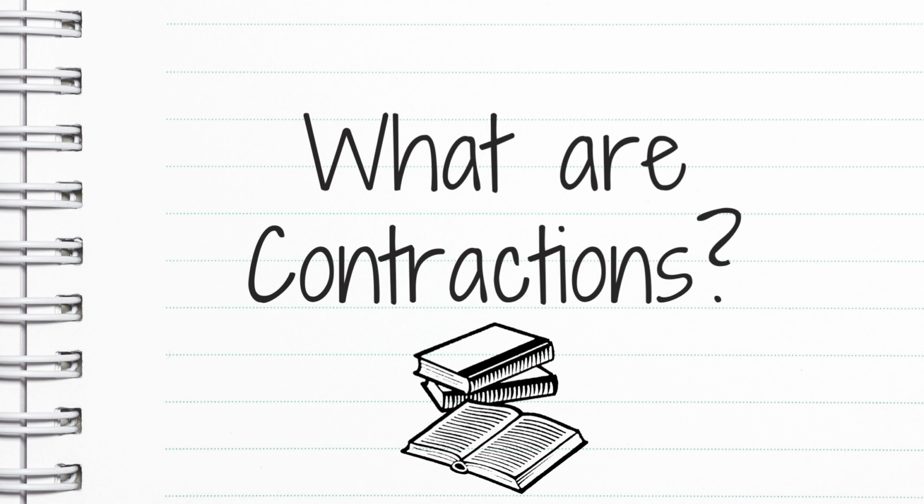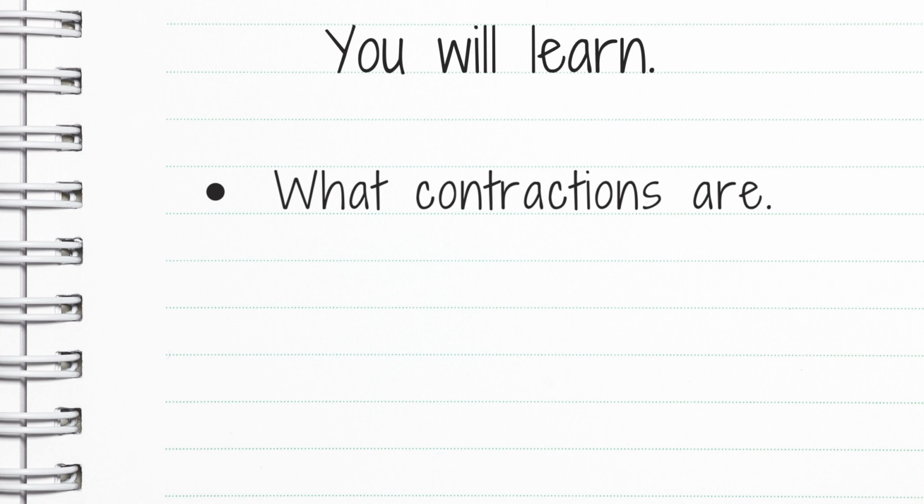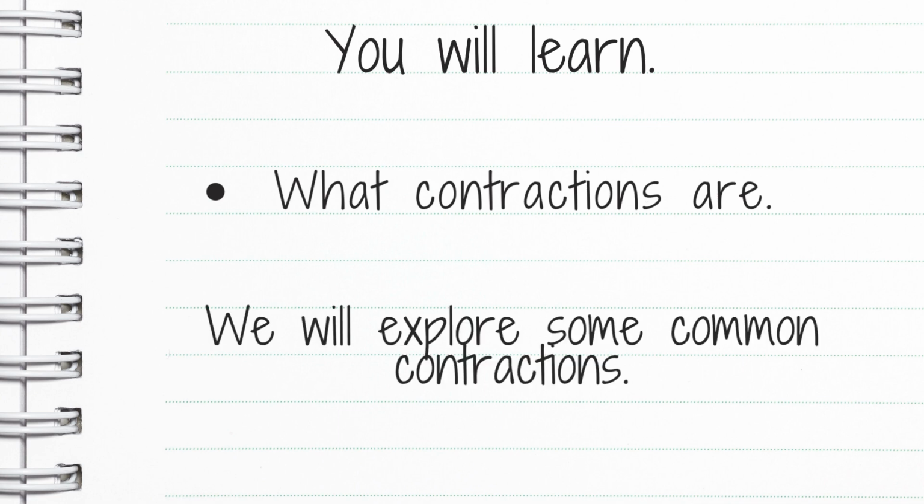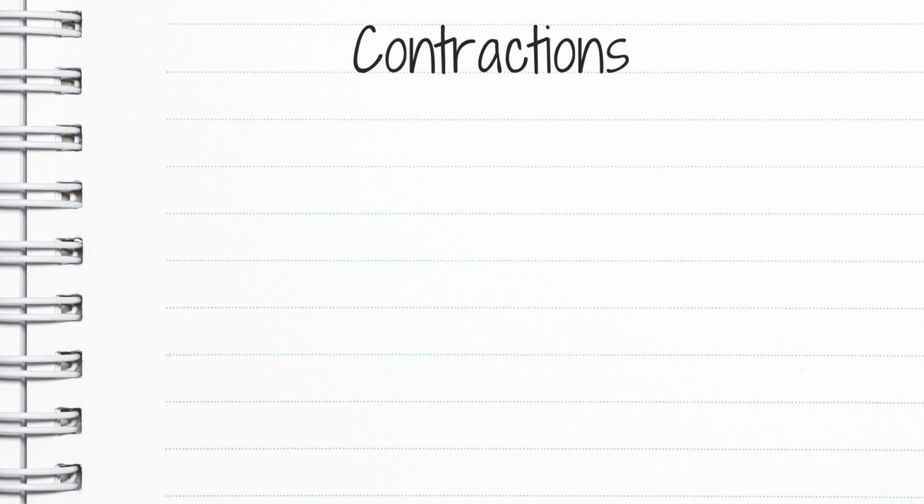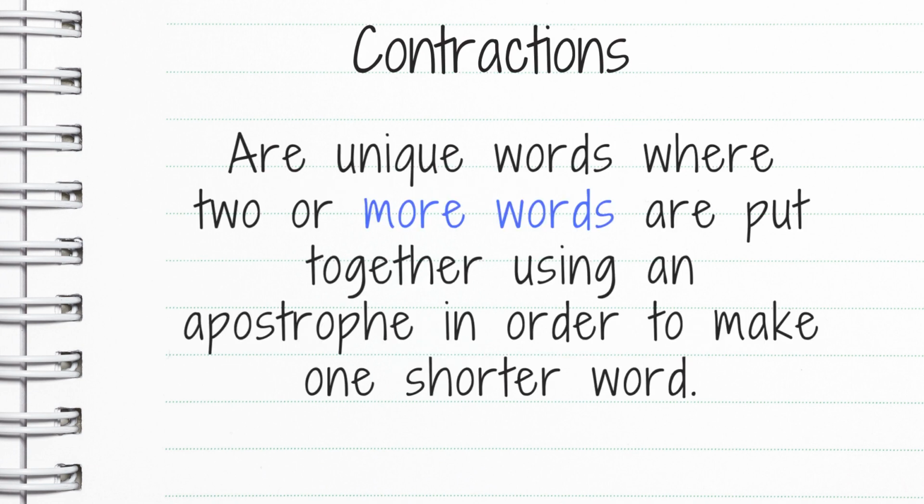So, what are contractions? You will learn what contractions are, and we will explore some common contractions. Contractions are unique words where two or more words are put together using an apostrophe in order to make one shorter word. Now, I've put more words in blue because, of course, we can put more than two words in a contraction, but we're going to explore that a little bit later. All right. So when we get to that, we'll have a chat.